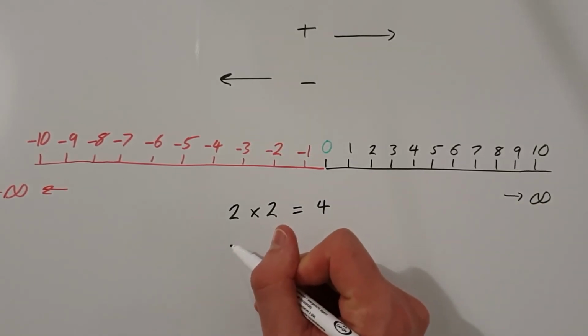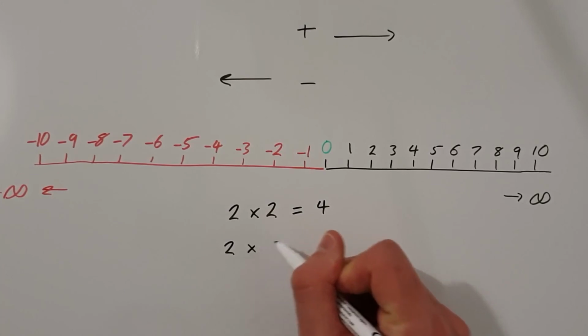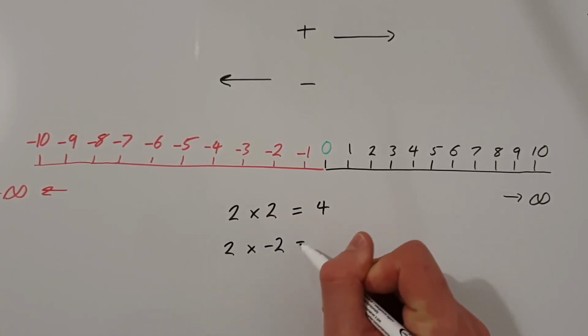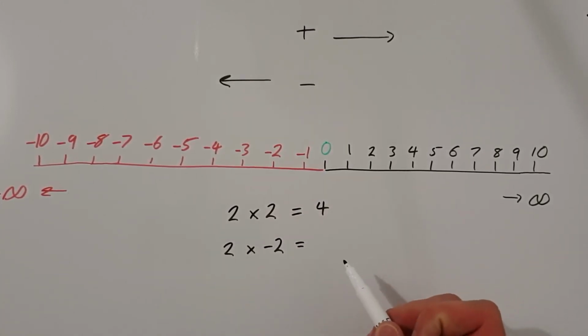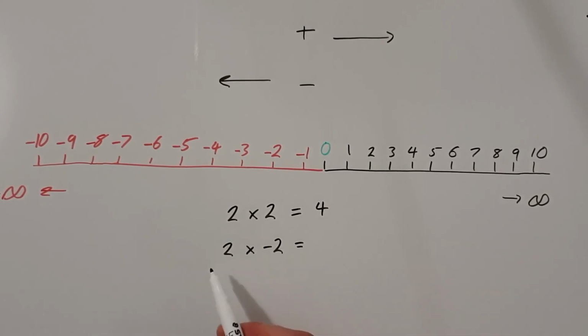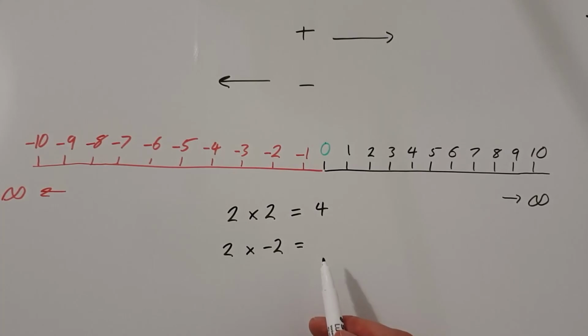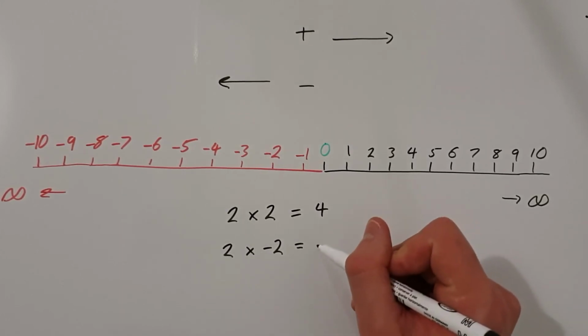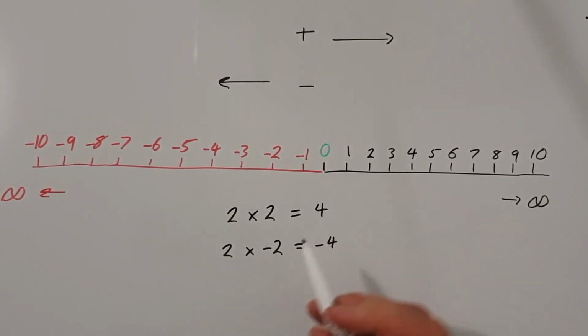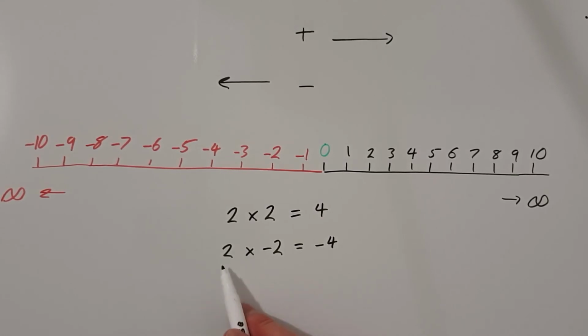So what happens then when we do a 2 times minus 2? So just like when we did addition, if you had a plus and a negative, it became a negative. And that's exactly what happens when you multiply as well. So if you multiply a plus by a negative, you get a negative number. This is so positive 2 multiplied by negative 2 is negative 4.